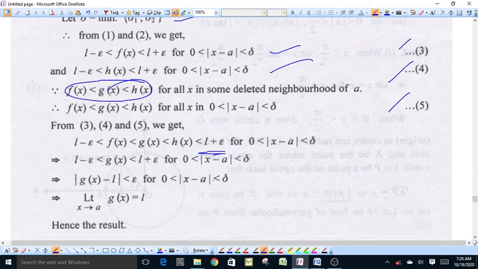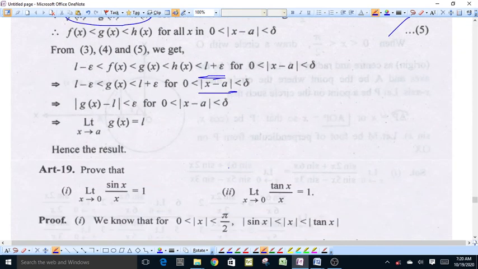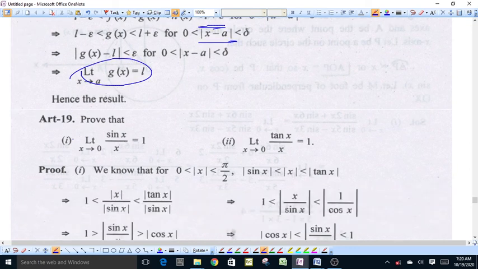That is, g(x) lies between L minus epsilon and L plus epsilon for |x minus a| less than delta. This means the limit of g(x) is also equal to L. This is the result we had to prove.